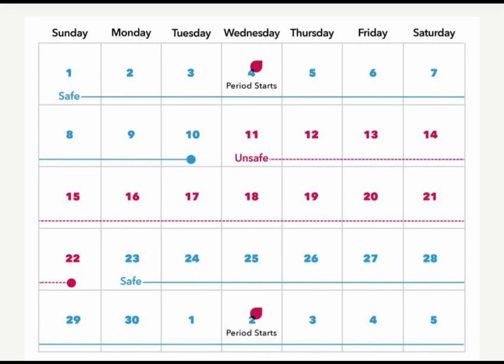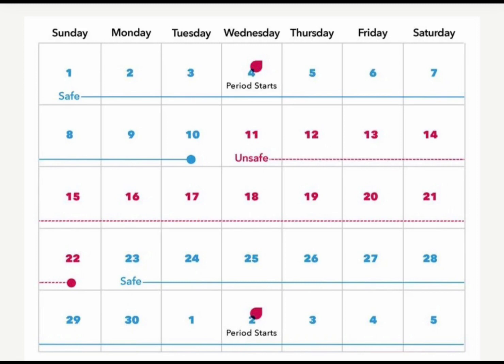You count from 4th, 5th, 6th, 7th, 8th, 9th, 10th. That 11th is the 8th day, which is your first unsafe period. So you are doing this with your shortest cycle. So this is how to find out your first unsafe period day. So if you want to find out the last day that you are unsafe, that's your fertile period.